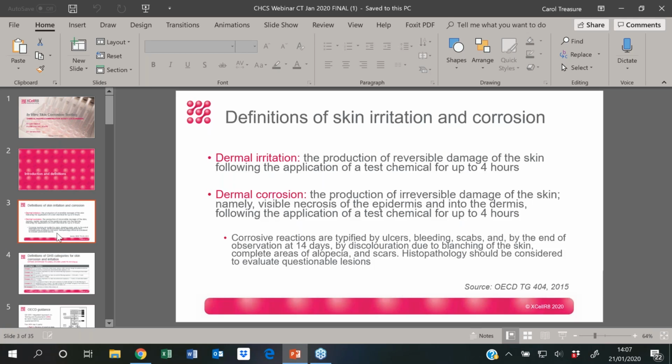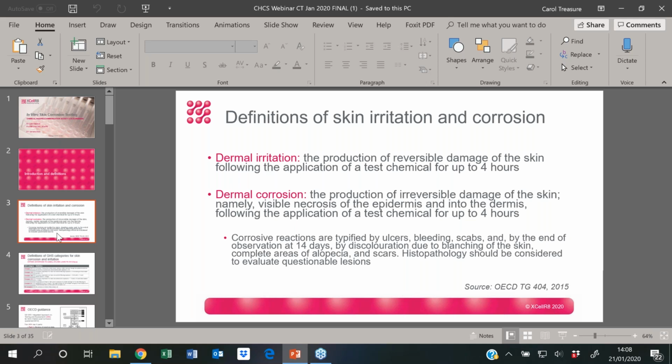So if we just start with some definitions of skin irritation and corrosion and think about what the differences are, the main difference is that dermal irritation is the production of reversible damage to the skin, and that's following application of a test chemical for up to 4 hours. And by contrast, dermal corrosion is the production of irreversible damage. So we'd be looking at things like necrosis of the epidermis moving down into the dermis of the skin, again following application of the chemical for the same period of time of up to 4 hours.